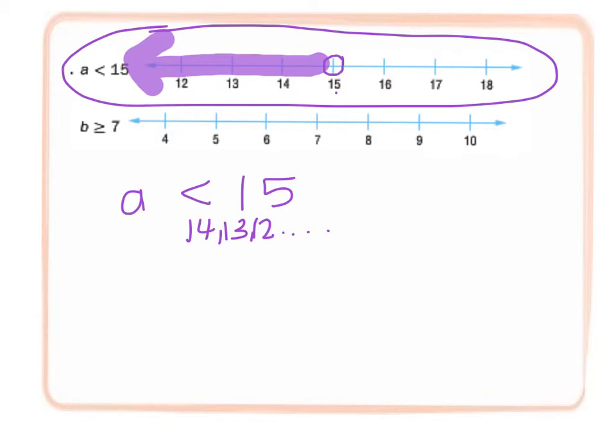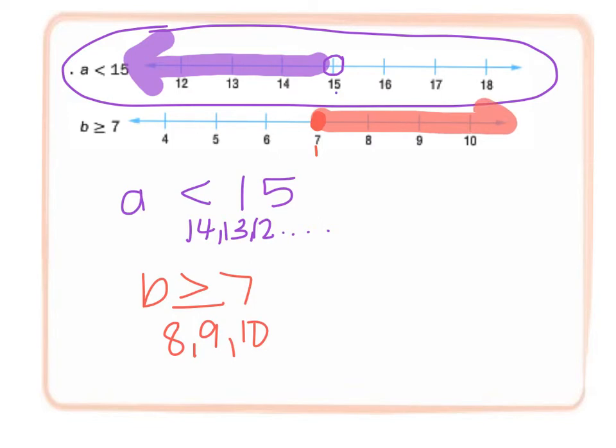Okay, B is greater than or equal to 7. So I need to look where 7 is, and then I'm going to determine is my dot open or closed. Well, it could be equal to 7, so my dot is closed. Greater than 7, so 8, 9, 10, any of those numbers. So I'm going to draw my thick line to represent all of those numbers, and it's going to go to the right because it's all the numbers bigger than 7 and 7 included. That's why the dot is filled in.